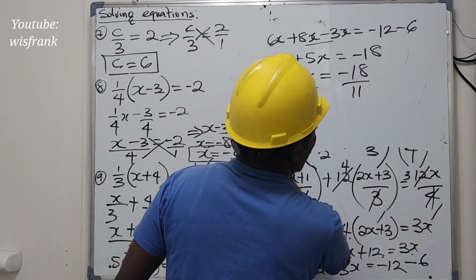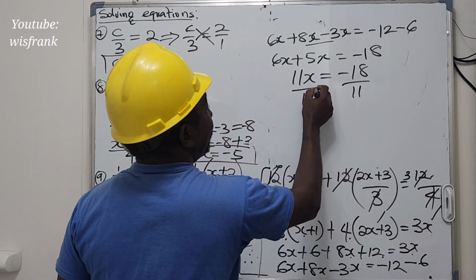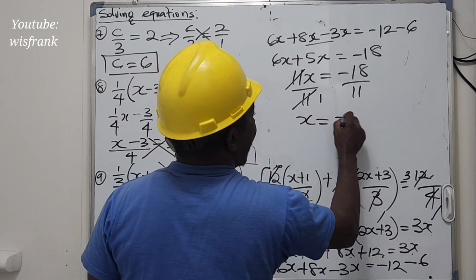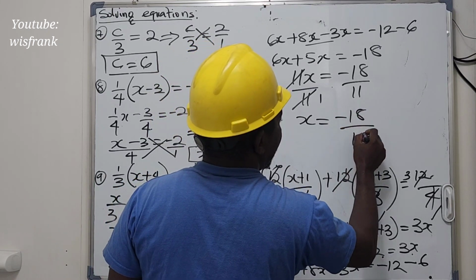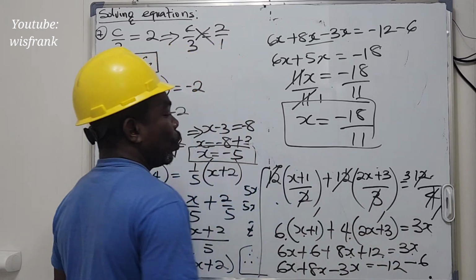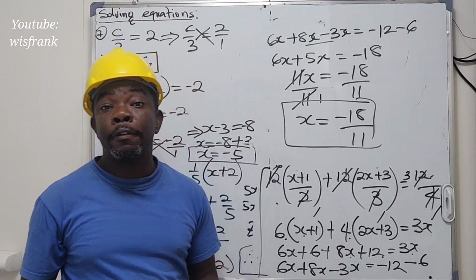So in that case, what we are going to have as the value of x, 11 will cancel here, 11 will cancel here. Therefore, x equals minus 18 all over 11. So this is the value of x that satisfies this equation. So that is what we have for this section.